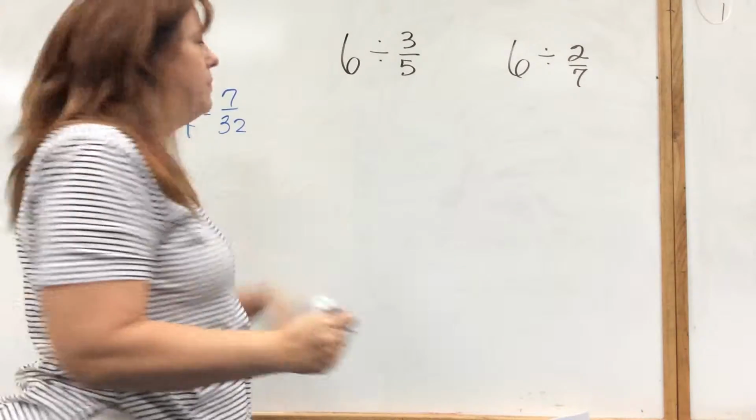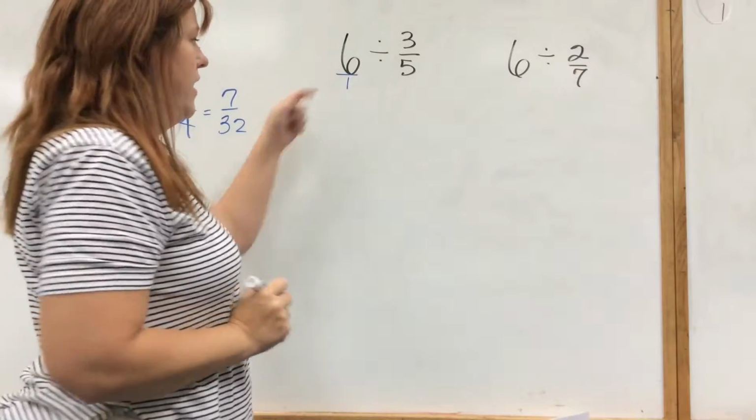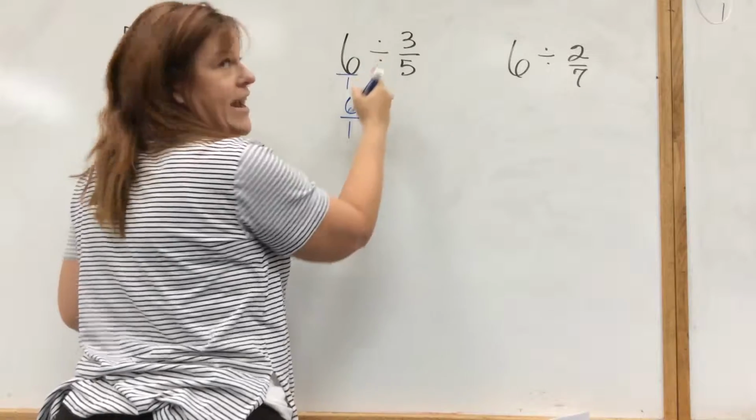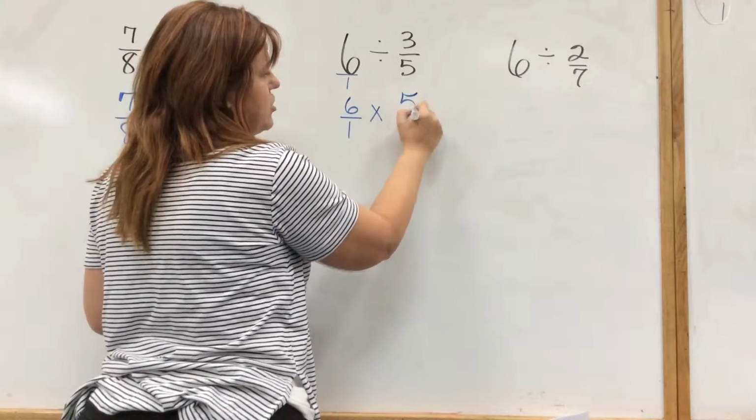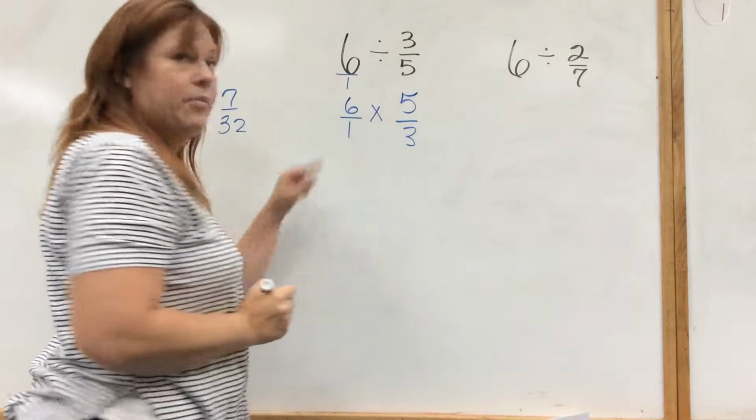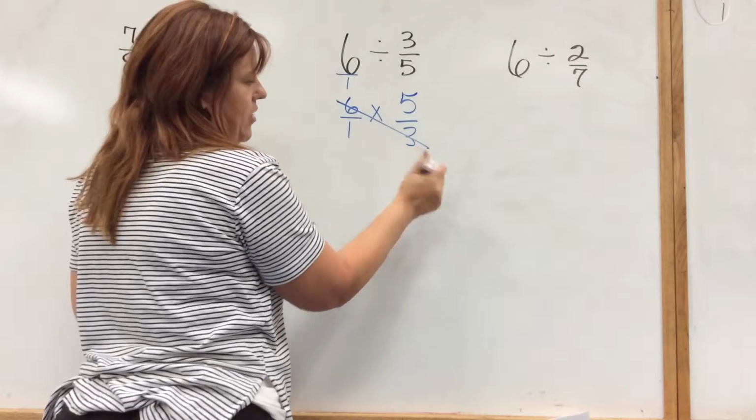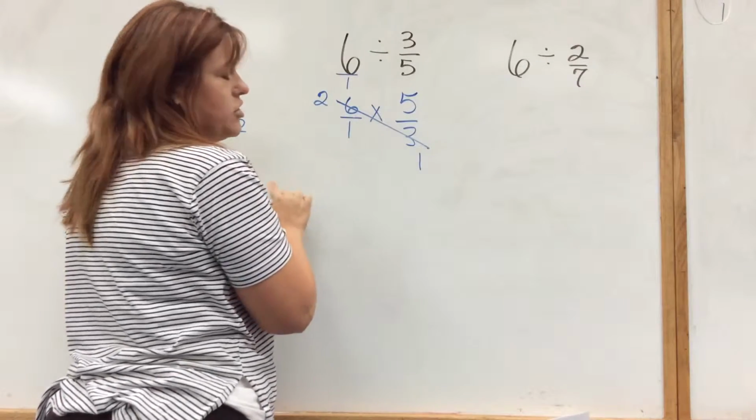So first step, you're going to put that whole number over 1. Then you're going to say, all right, first fraction stays the same. Change division to multiplication. And then you're going to flip the second fraction to its reciprocal. Then I'm going to check to see if I can simplify. And I can there. So 3 divided by 3 is 1. 6 divided by 3 is 2. And then I'm going to multiply straight across.